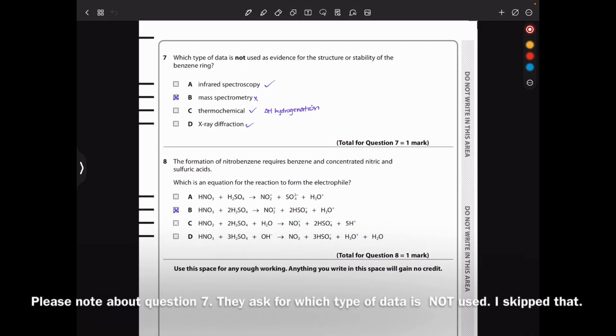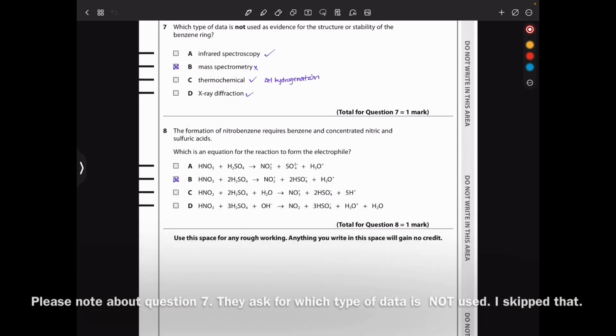In question 7, which type of data is used as evidence for the structure or stability of the benzene ring? We use infrared spectroscopy. We also use thermochemical data like enthalpy change of hydrogenation, and we also use X-ray diffraction data, but we do not use mass spectrometry, so B is the answer.